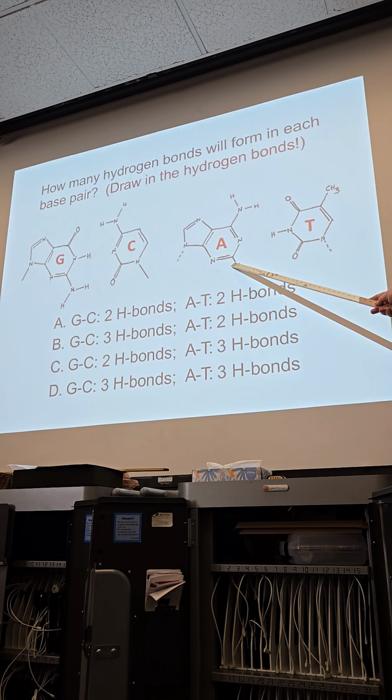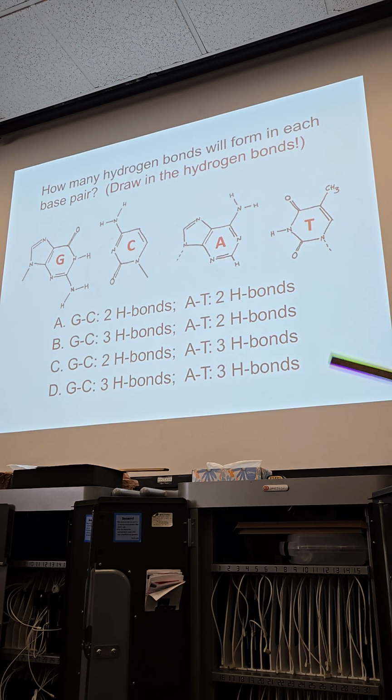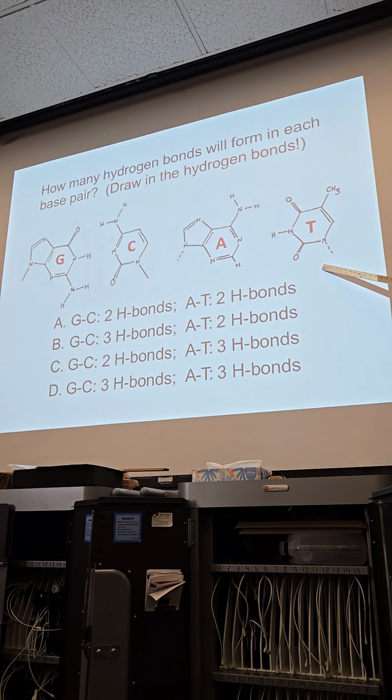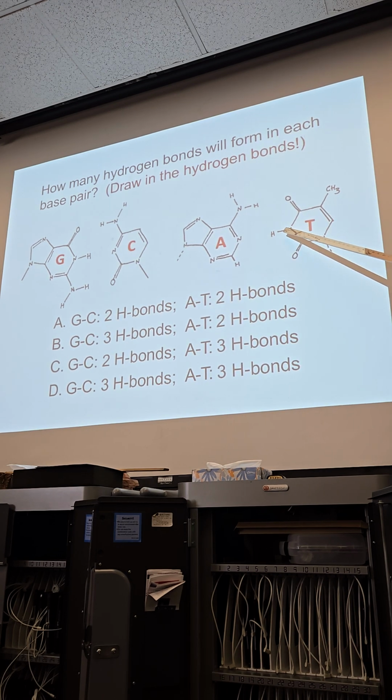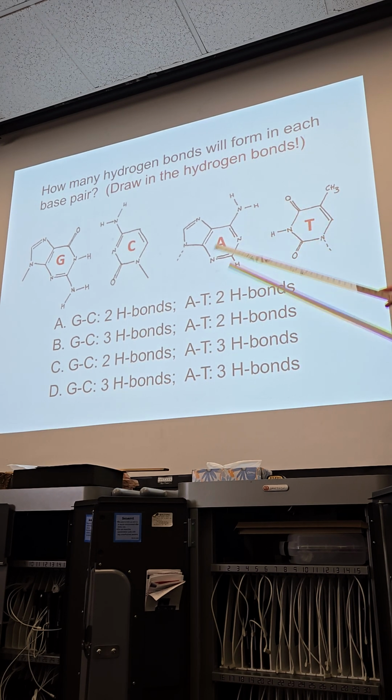Is the hydrogen bonding here? No. Where on A and T's is it? Is it here? No. Why isn't it here? The hydrogen is connected to a carbon. That is covalently locked. That cannot do anything. Forgot about that. Our hydrogen bonding is there and there.